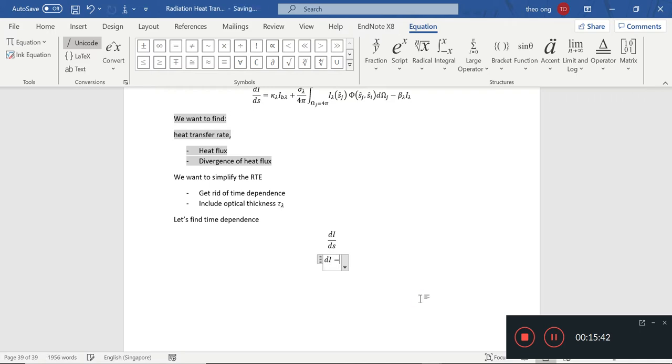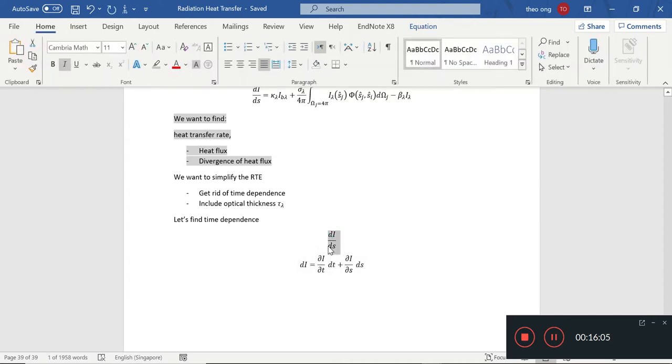Normally what people do is this partial derivative: dI equals partial I partial t dt plus partial I partial s ds. So to convert it into this, we just divide throughout by ds.